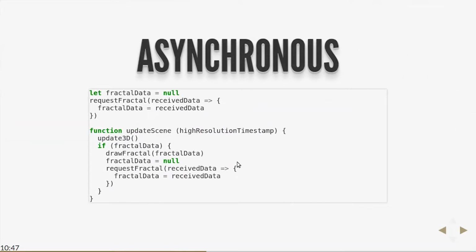Okay, so we know that the synchronous approach is not good enough. So how about we do some asynchronous approach? How do we do the fractals asynchronously? Well, let's say that in the update function, we will first update our 3D particles and other stuff. Asynchronously, we will ask for the fractal to be calculated. And if the fractal is calculated, then we will just save it to a variable. And in this function, update scene, if at this particular run of the update function the fractal data is available, then we draw it, we clean the data, and we request the next fractal frame to be calculated.